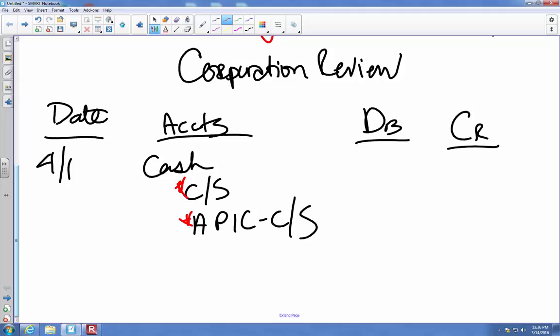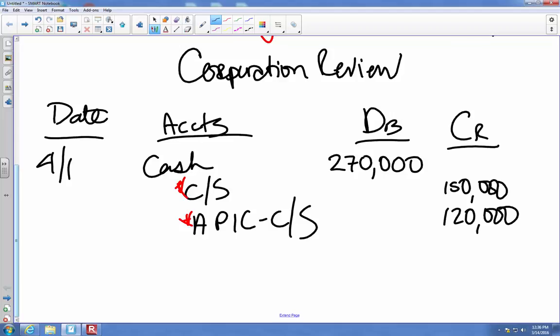So I've got 270 grand in cash. Okay. I've got $5 par value times 30,000 shares. So I've got 150,000 in my common stock account. And the balance goes in here.